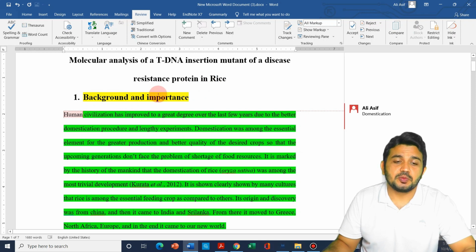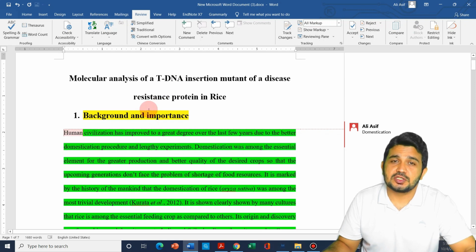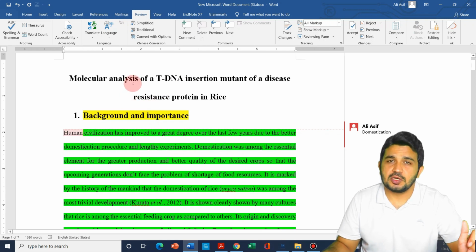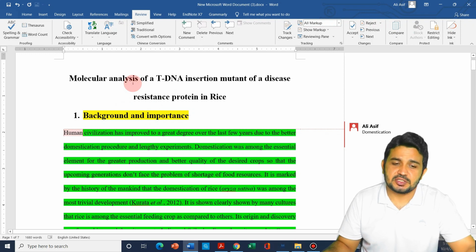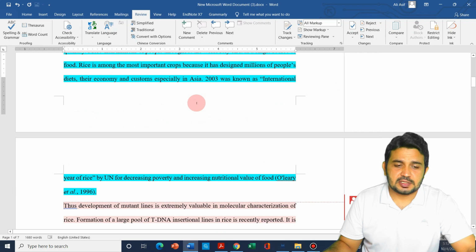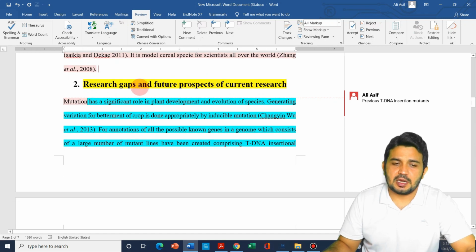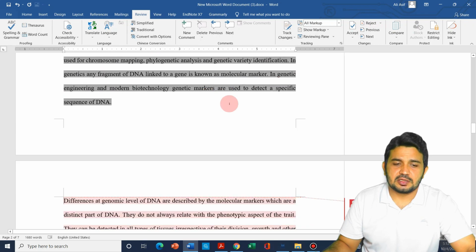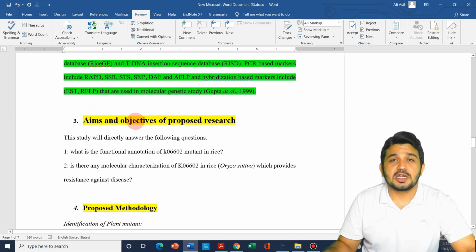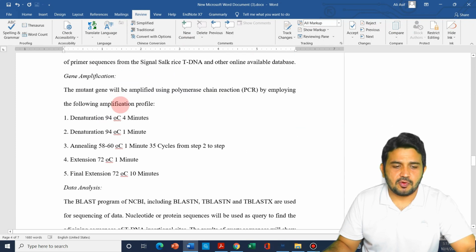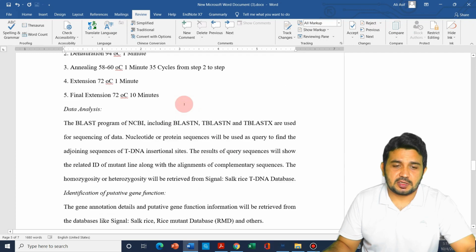The first heading should be the background and importance. In the first heading, you need to give a short detail of your topic, and give background information and importance of your topic. And in the second heading, there should be research gap and future prospects of current research. So in this heading, we will mention some research gap and future prospects of current research. And in the third heading, we will write aims and objective of current research or proposed research. These 3 headings are important, but these next 3, 4 to 6, are more important than these 3.